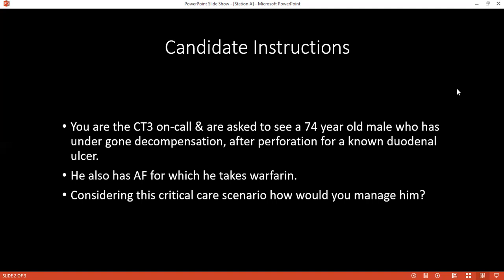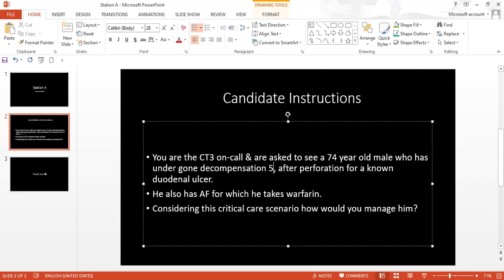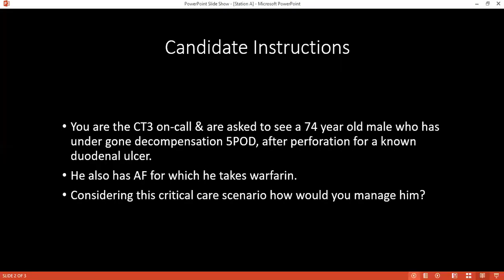Okay, just suppose it's gone under compression. 5 post-op day this is, right? Yeah, sorry, I should have corrected that before. Right, if you just consider the scenario right now, if you do the ABGs of the patient, what do you expect to see?